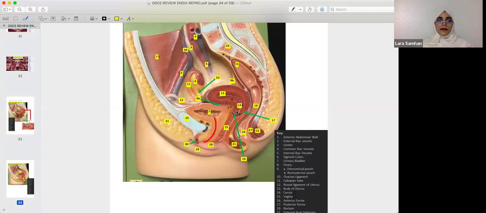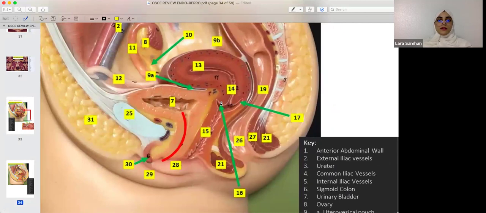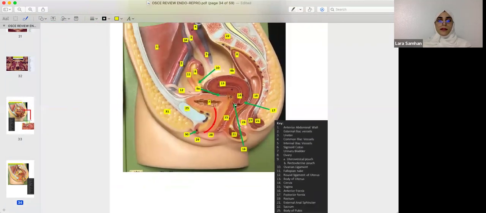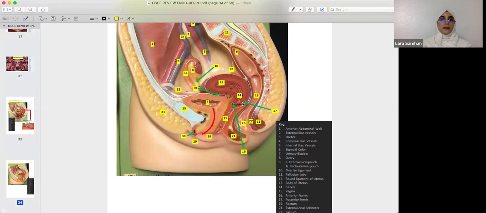So basically, we have in here, let me zoom in, those two openings. This is the first opening, and this is the second opening. This opening is more to the anterior part compared to this opening, which is more to the posterior part. So this opening is called the anterior fornix, and this opening is called the posterior fornix.